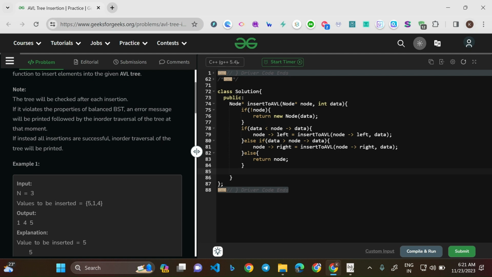Okay, now you need to find the balance factor. So how are we going to find the balance factor? We'll just name it balance. So int balance is equal to get balance of node. We'll write that code also, get balance of node.